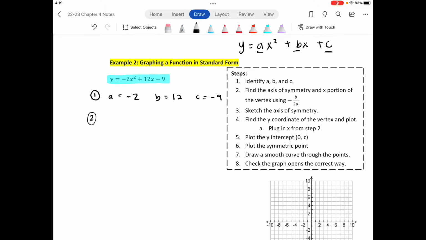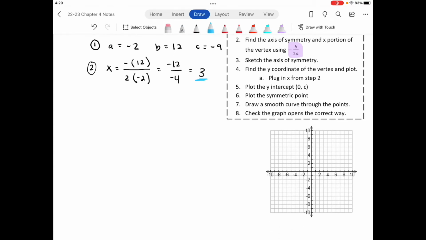In step number 2, we'll find the axis of symmetry and the x portion of our vertex using this equation, -b over 2a. So x is going to be equal to negative our b, which we just identified above as being 12, divided by 2 times a, which above we said was -2. This comes out to -12 over -4, which comes out to be a +3. This means our axis of symmetry is going to be at x equals 3, and we can go ahead and sketch that line on our graph for the third step. So we'll have a vertical line through +3.